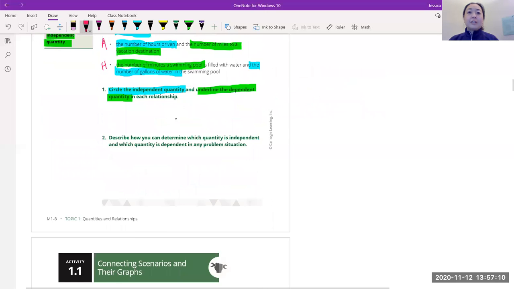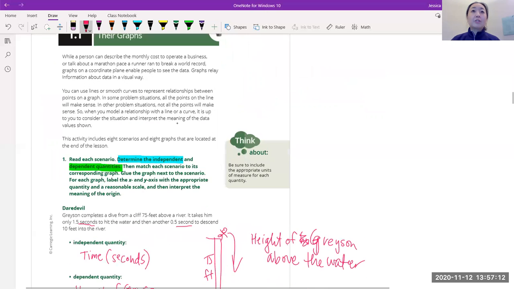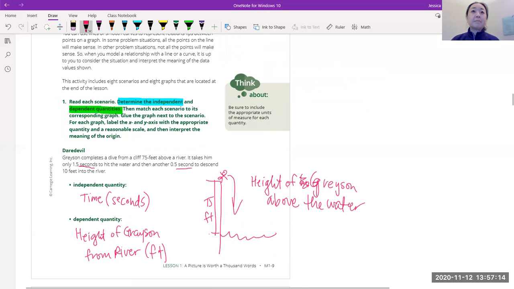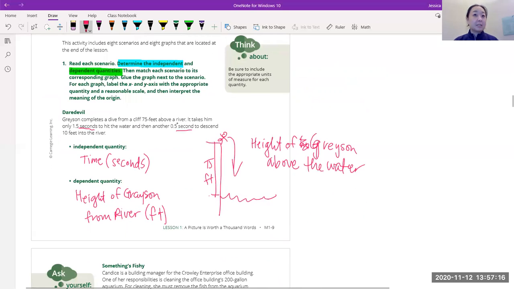All right, we're going to go on to here. This is 1.1. This was your homework. We'll go over it, though. I'm not always going to go over the homework, but this is part of our learning, so that's why we're going over it. Determine the independent and dependent quantities, right? If you look right here, Grayson completes a dive from a cliff 75 feet above a river. It takes him only 1.5 seconds to hit the water.